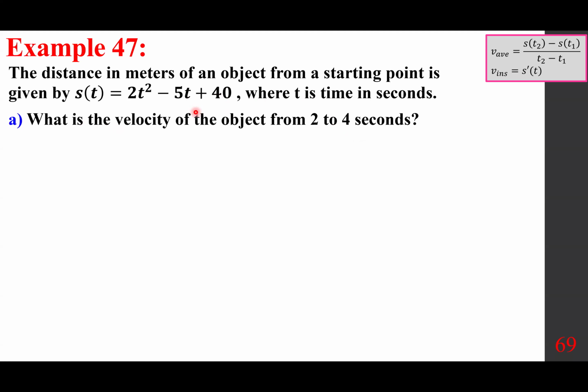Anytime 2 points in time are given, that means average velocity. So the average velocity is the total distance over total time. That means S of t sub 2 minus S of t sub 1 over t sub 2 minus t sub 1. In this case, it's S of 4 minus S of 2 over 4 minus 2. That's the definition of average.